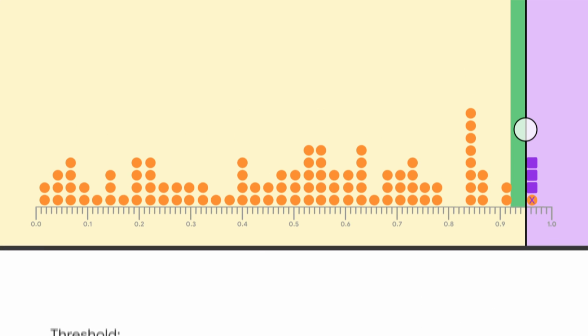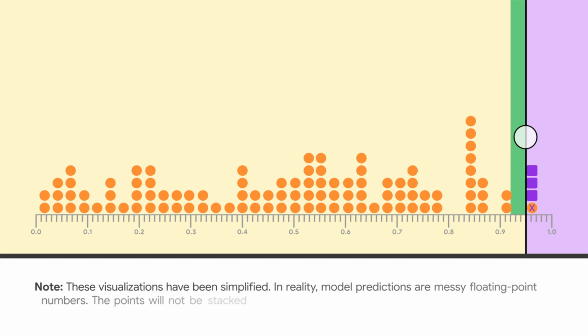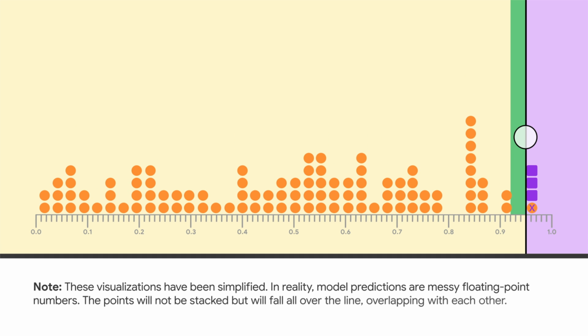Note that these visualizations have been simplified. In reality, model predictions are messy floating point numbers. The points will not be stacked, but will fall all over the line, overlapping with each other. Now try changing the classification threshold for different data sets for yourself.